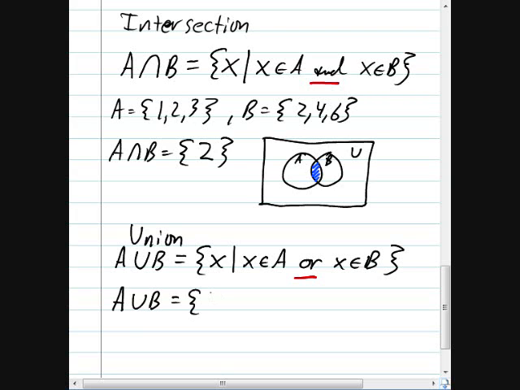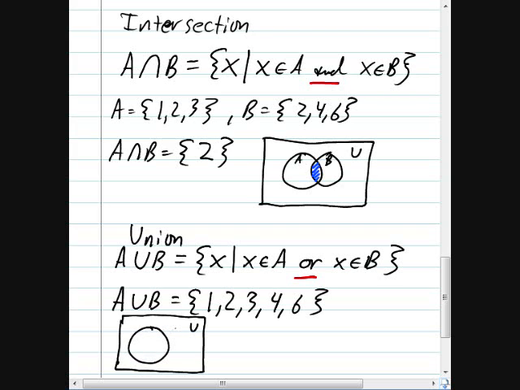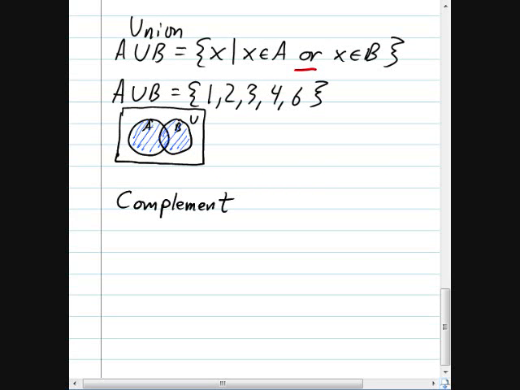So, using our A and B listed above, A union B would be any element found in either set. Well, I can find a 1 in there, a 2, a 3, a 4, a 6. All of these elements can be found in either A or B. And a graphical representation of the union, using a Venn diagram, we have our set A, we have our set B, and a graphical representation is anything contained in one set or the other. So that is a graphical representation of the union. The last operation on sets that we'll be looking at is the set complement.